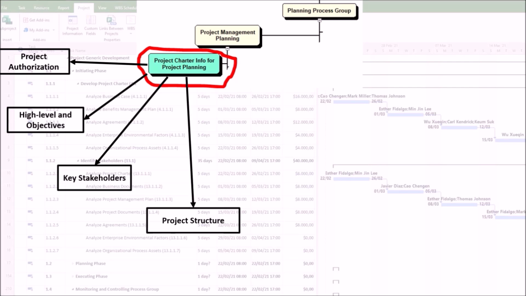4. It establishes the initial structure of the project. The project charter defines high-level risks, assumptions, and constraints. It provides a preliminary milestone schedule and budget guidelines. 5. It links the project to strategic business objectives. The project charter justifies the project by aligning it with business needs, benefits, and ROI. It acts as a reference for decision-making throughout the project lifecycle.